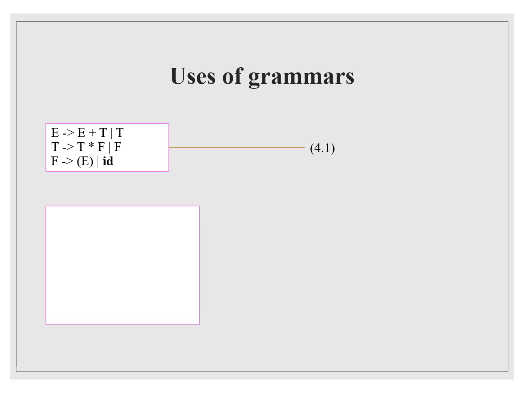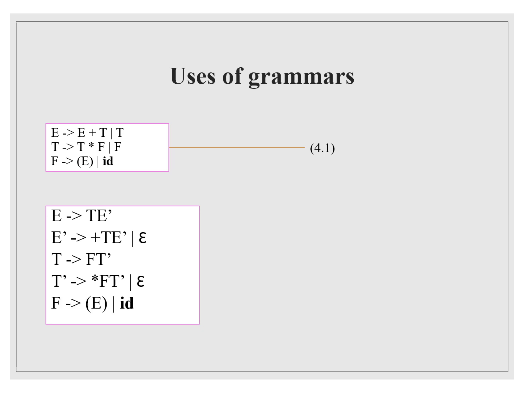Let us consider one more type: E derives TE dash, E dash derives plus TE dash or epsilon, T derives FT dash, T dash derives star FT dash or epsilon, F derives bracketed E or ID. Let us denote this as grammar 2. Grammar 2 is actually obtained from grammar 1. Let us see the suitability of these grammars.